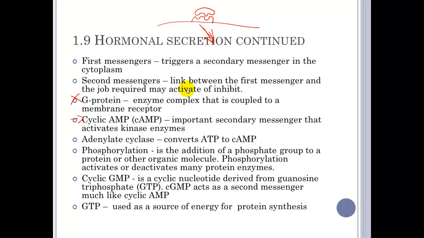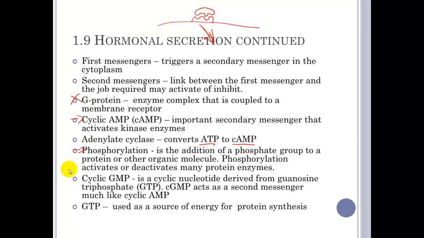Adenylate cyclase is an enzyme that converts ATP to cyclic adenosine monophosphate. And we have another term here called phosphorylation. It is the addition of a phosphate group to a protein or other organic molecules. Phosphorylation activates or deactivates many protein enzymes.